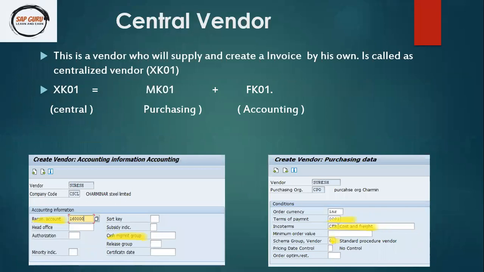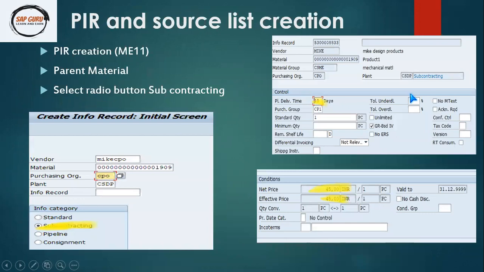Central vendor. Here we have given a formula for how we consider a vendor as central. If you combine purchasing and accounting, then finally it is a central vendor, and at the central company code level we are going to create the vendor master. PR creation, source list creation, you guys know which T codes to use and how we create the info record. As I told, for subcontracting you should select the info category as subcontracting, and you can create the info record with the same steps as you did for the standard.